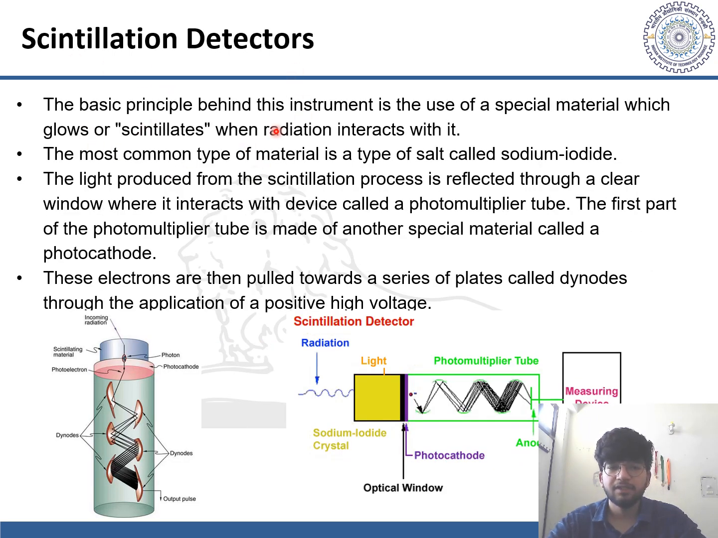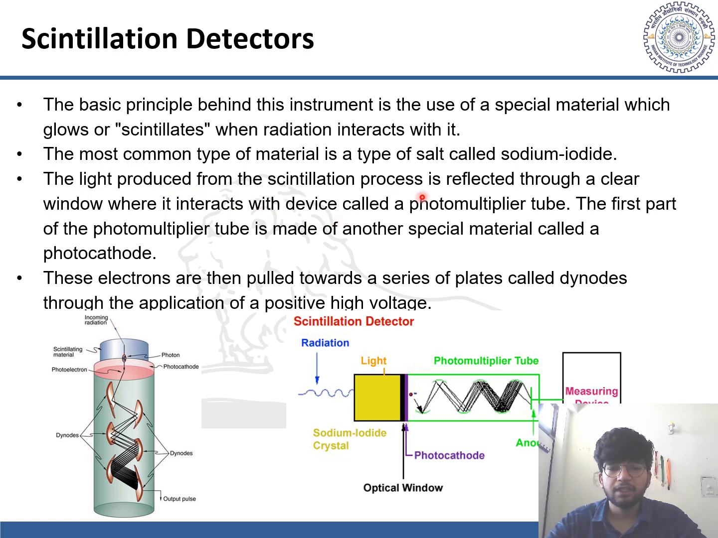Scintillation detectors. The basic principle behind this instrument is the use of special material which glows or scintillates when radiation interacts with it. That produces light when radiation interacts with the material. The most common type of material is a type of salt called sodium iodide. Sodium iodide produces light when radiation falls on it. And the photocathode produces electrons when light strikes its surface. This is the sodium iodide crystal that produces the light, which then hits the photocathode that produces the electrons.